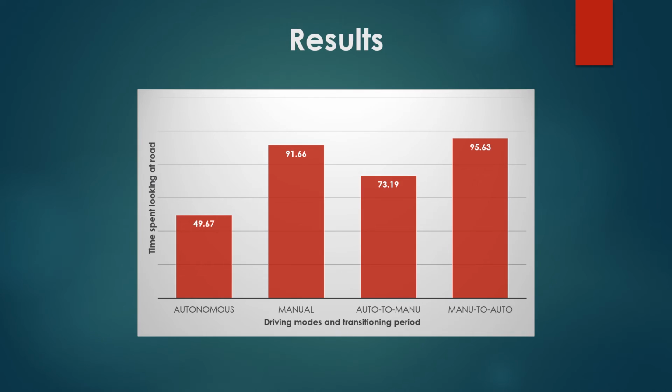During the experiment, we collected eye tracking data to analyze the glances of the driver in different driving modes and during the transition period between them. Then we identified all the time periods for all those driving modes and calculated the percentage of time the driver spent looking at the road. We found that the driver was looking at the road for 49% of time during the autonomous driving mode and 91% of time during the manual driving mode, which supports our hypothesis 1.